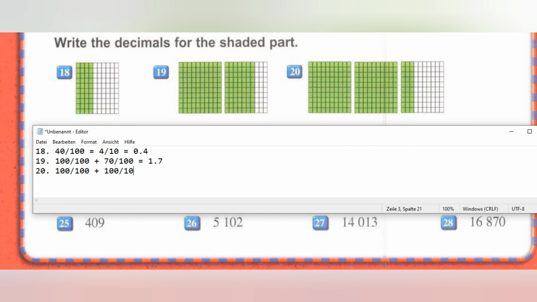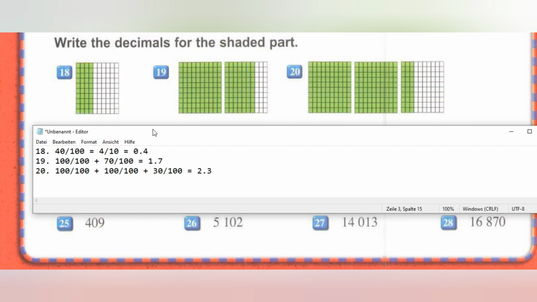Okay, and task number 20, there are two squares green, and you can write 1 plus 1, like two squares, plus 30 over 100, and this is 2.3. So 2.3. Okay, we are finished.